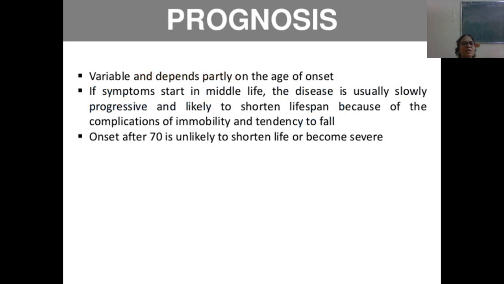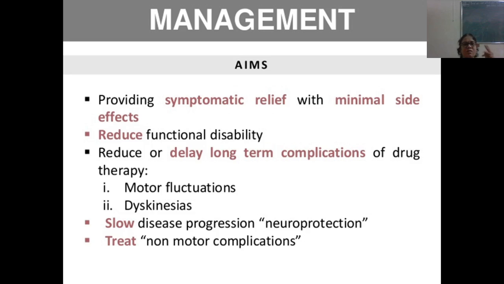Then prognosis is variable and depends partly on the age of onset. If symptoms start in middle life, the disease is usually slowly progressive and likely to shorten lifespan because of the complications of immobility and tendency to fall. Onset after 70 is unlikely to shorten life or become severe.